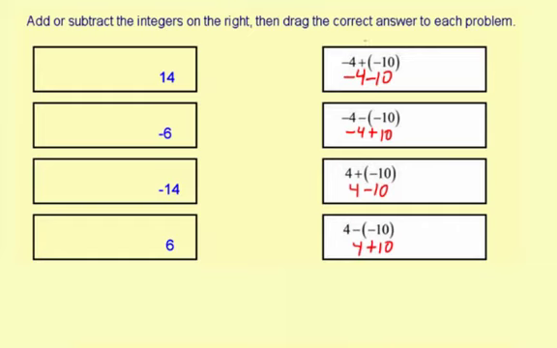Okay, now why is it that a plus-minus ends up being a negative? Well, think of a number line. When you're going positive, you're moving to the right, and negative, you're moving to the left. So when you're -4 plus a -10, you're really adding a -10 or subtracting. So you're moving to the left.